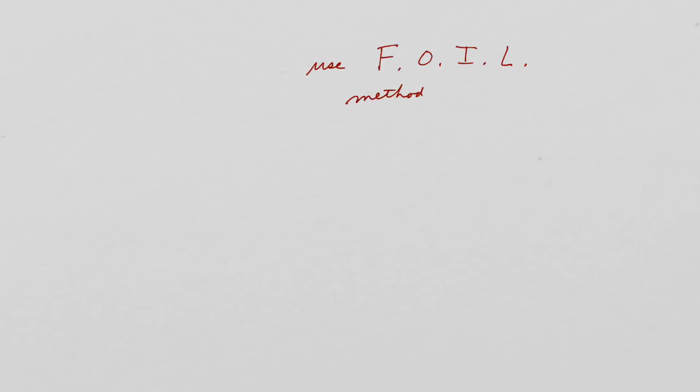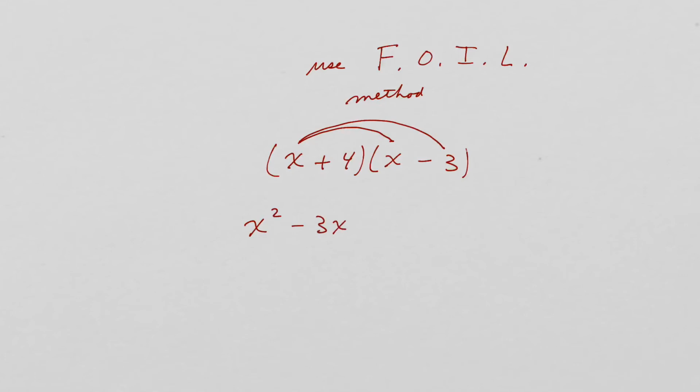What does that mean? It means, let's say I have, I'll do it with regular linear factors first. Let's say I have x plus 4 times x minus 3, right? So the F means the first terms. The first term in the first factor times the first term in the second factor. So that would be x times x, which is x squared. Then the O means outer, right? So this is going to be the x in the first factor times the negative 3 in the second factor. So x times negative 3 is negative 3x.